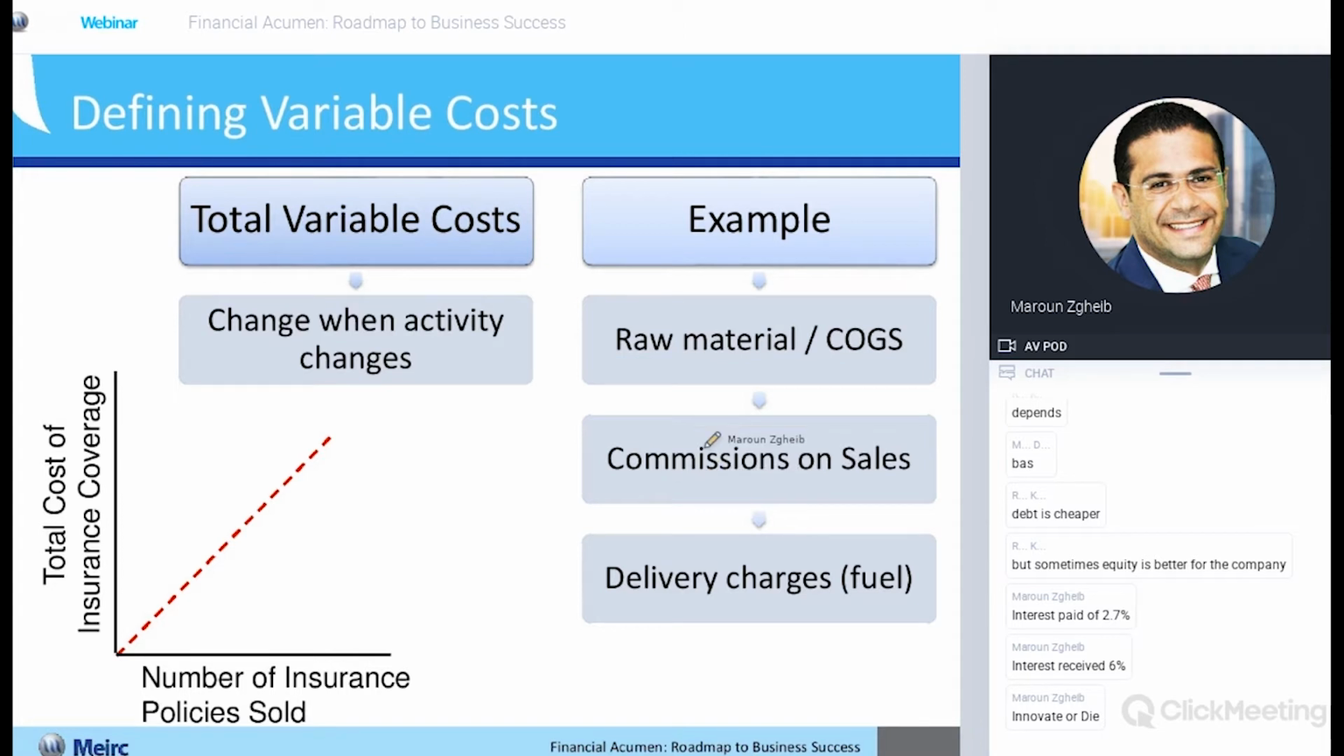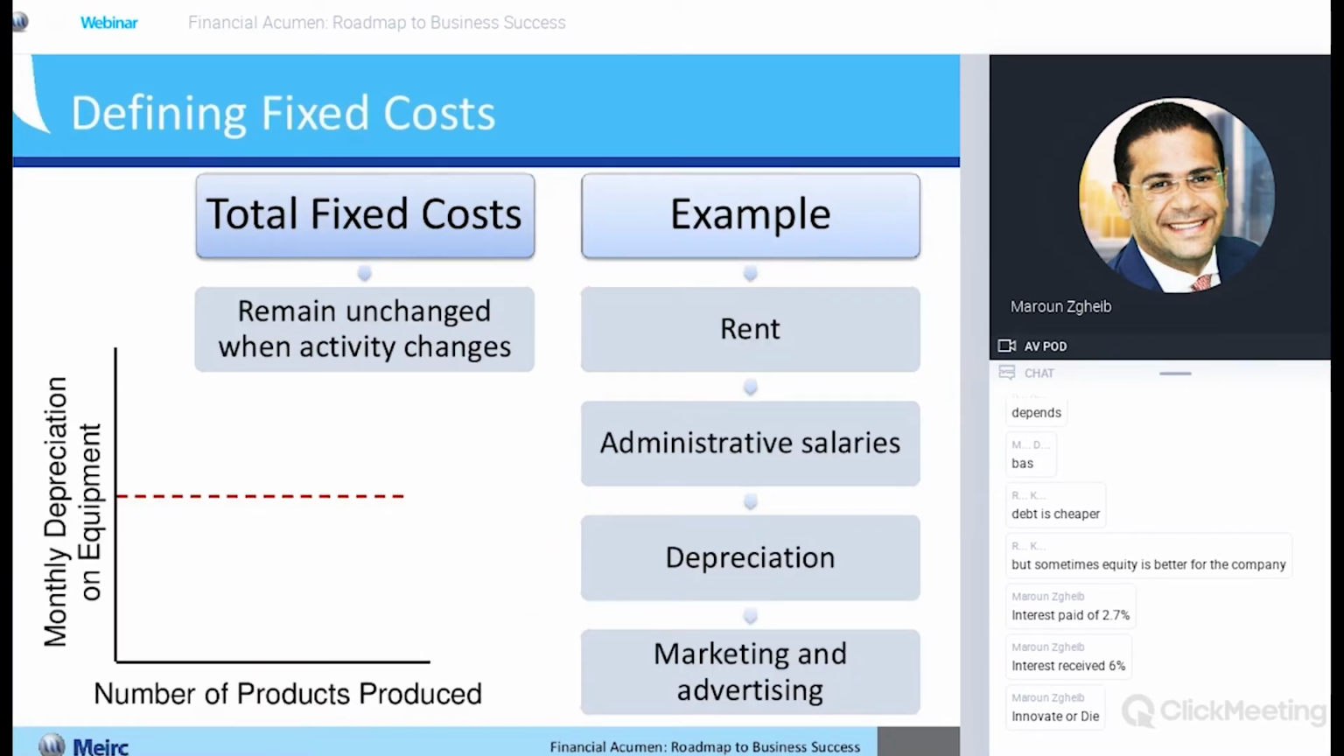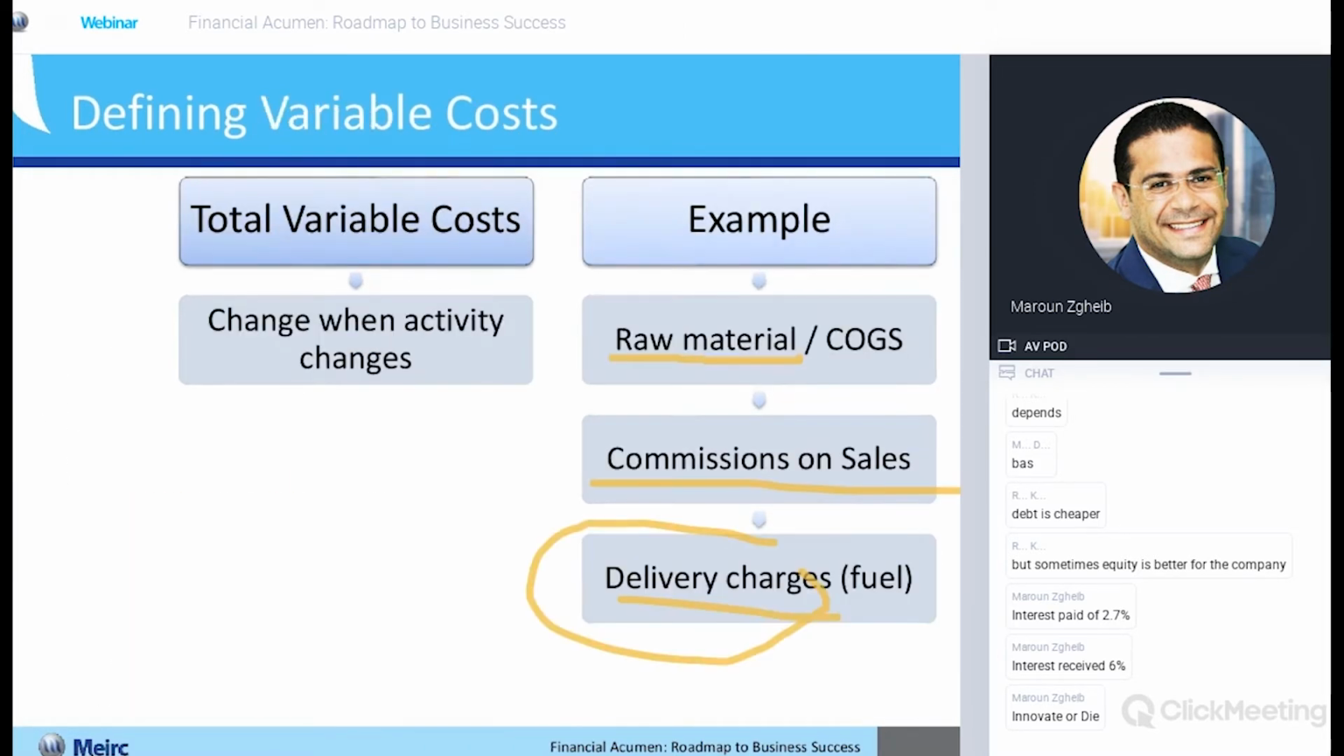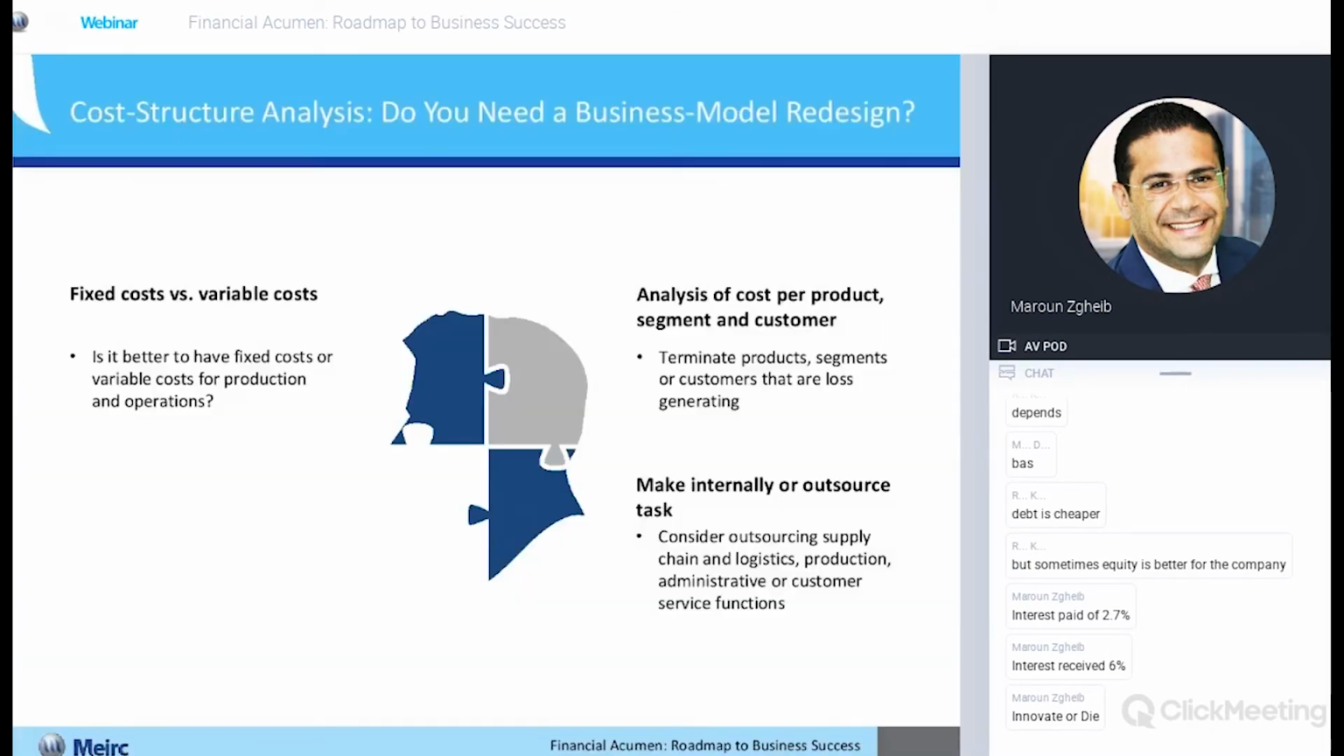The variable costs, so basically, are the costs that change when the activity changes, such as delivery, cost of goods sold, and commissions that are paid to the salespeople. You need to understand your variable cost and fixed cost structure, because by understanding the structure, you will decide if you should go from variable to fixed or from fixed to variable cost structure.